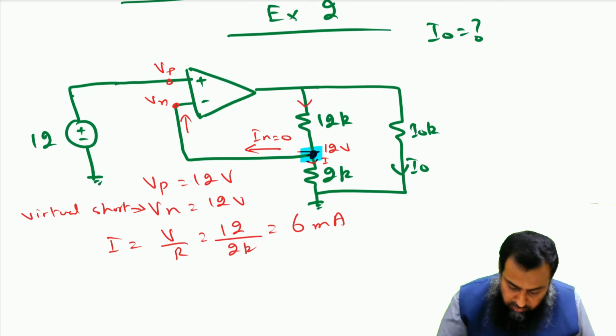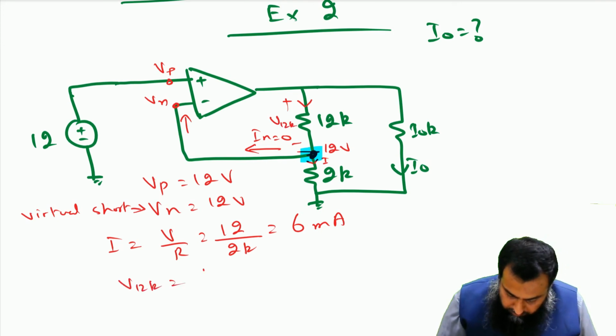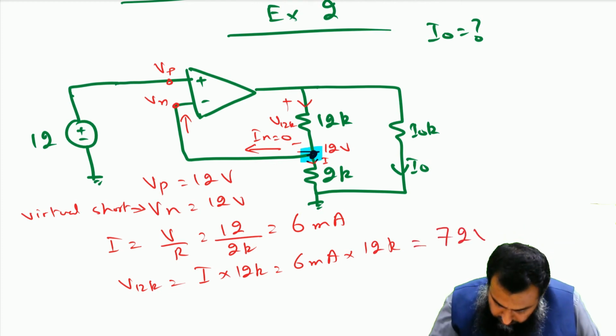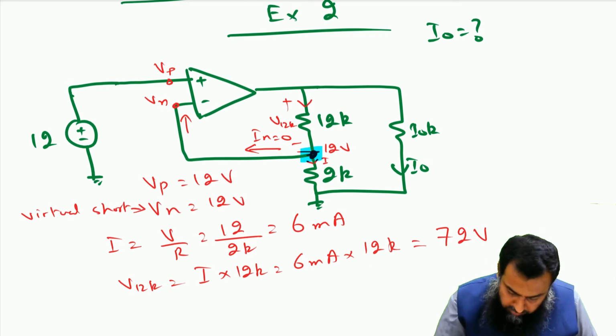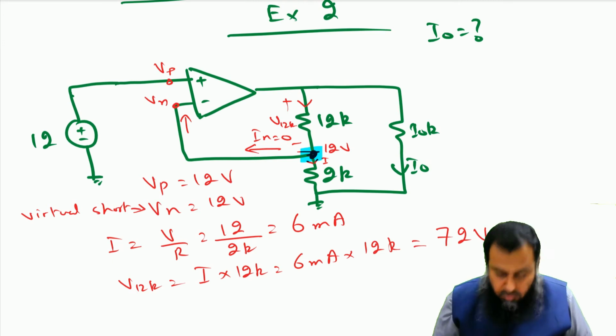So the total voltage between these 2 points, V12k, is equal to I times this 12k. That is 6 milliampere times this 12 kilo ohm resistance, and that is equal to 72 volt here, right. So now we know the voltage across this 12 kilo ohm resistance and across this 2 kilo ohm resistance.